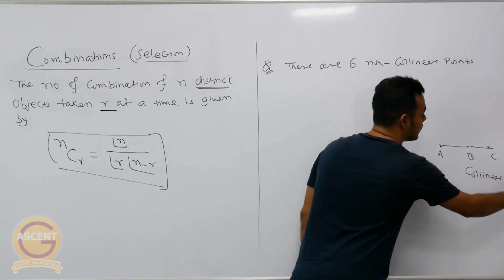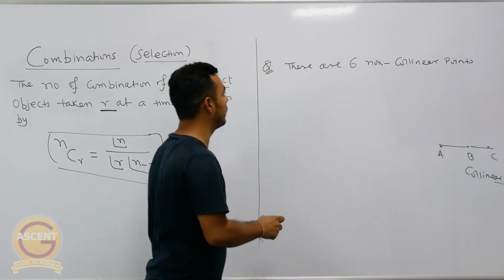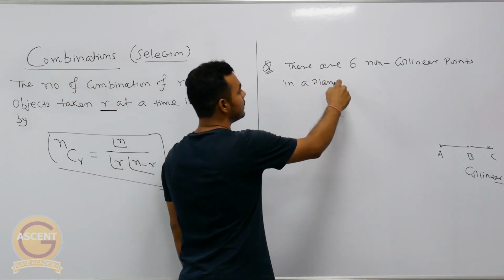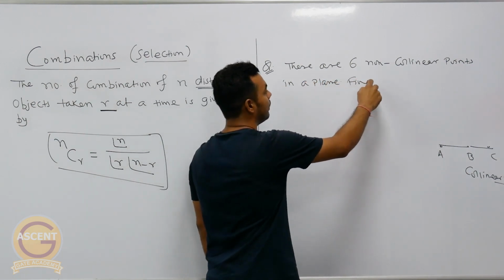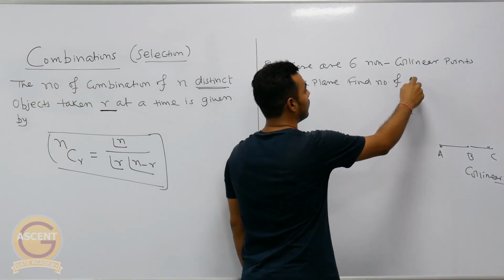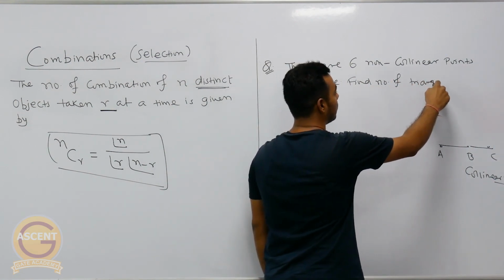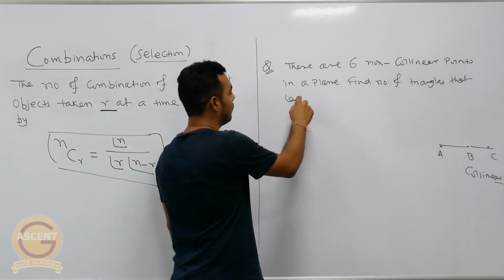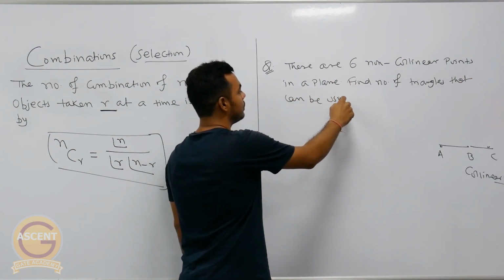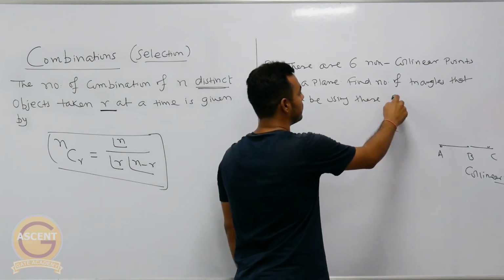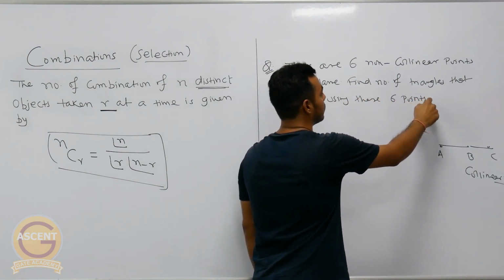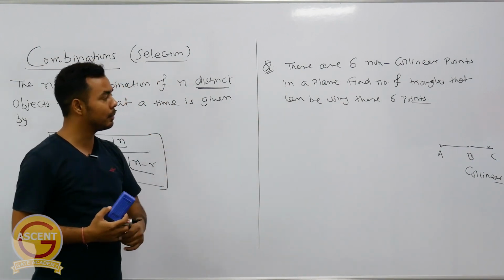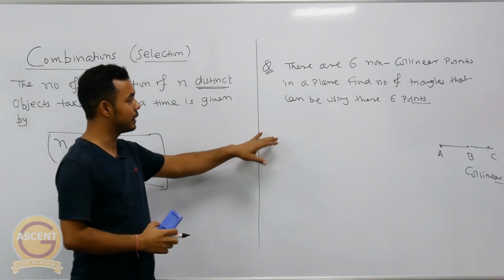Okay, so the question is: there are 6 non-collinear points in a plane. Find the number of triangles that can be formed using these 6 points. Okay, so this is the question that we have.